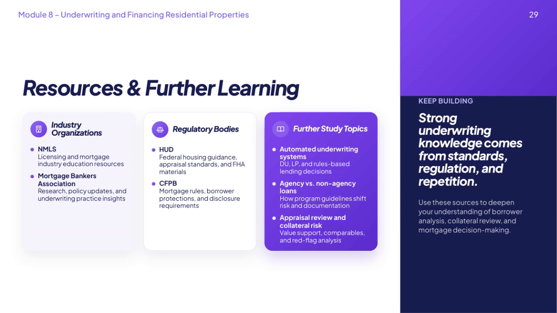To deepen your knowledge, focus on topics like automated underwriting systems, the differences between agency and non-agency loans, and how to review appraisals and assess collateral risk effectively. Understanding how program guidelines affect risk and documentation is crucial, as is learning about value support methods, comparables, and identifying red flags during appraisal reviews. Remember, strong underwriting skills come from a solid grasp of standards, regulations, and plenty of practice.